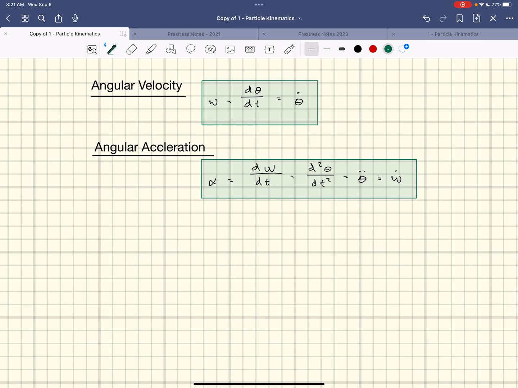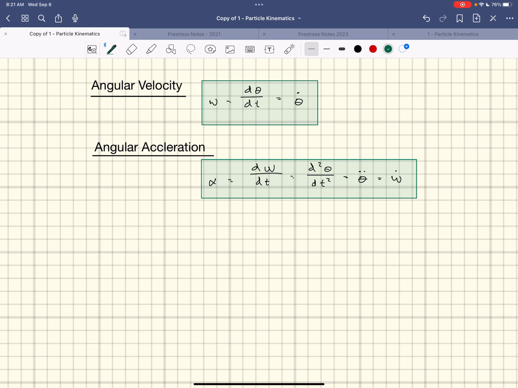Right? Throughout the semester, those will get interchanged quite regularly. Right? Alpha is theta double dot, or alpha is omega dot. Either one of those things. Like I said, they get in all of our equations and everything. The book does it. We're going to do it. Homework does it. All that stuff. It just kind of interchanges those things.